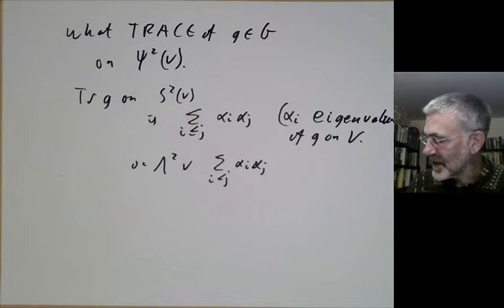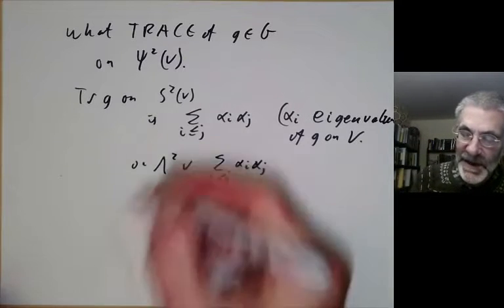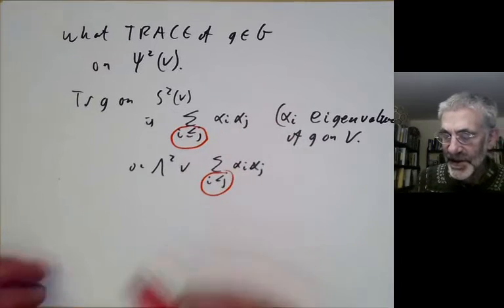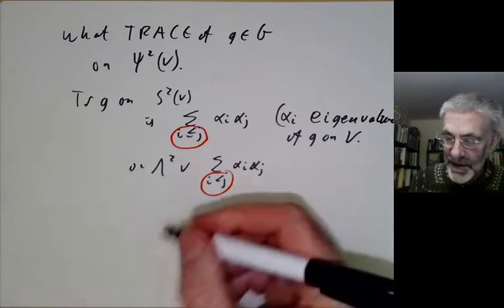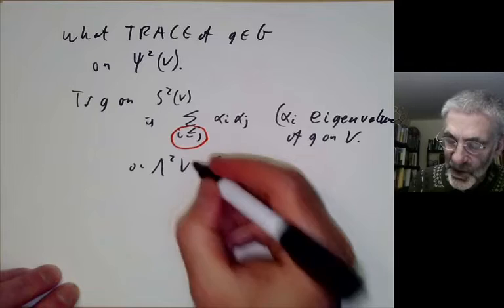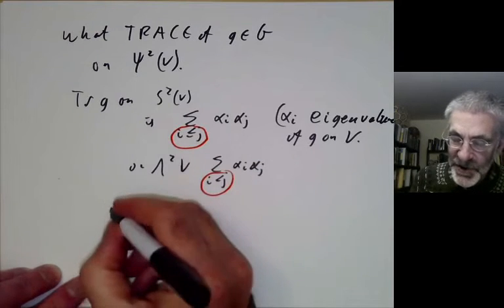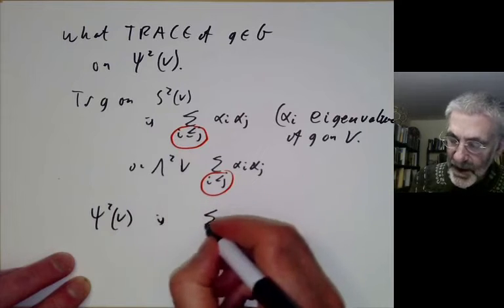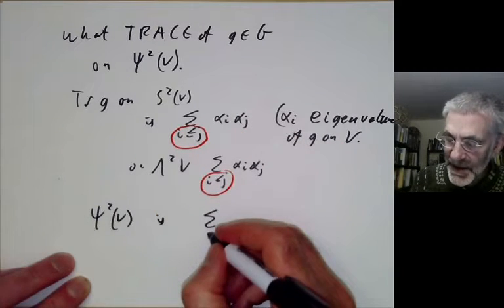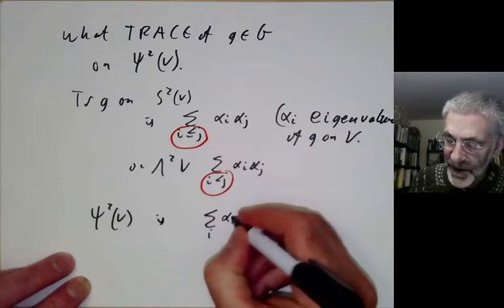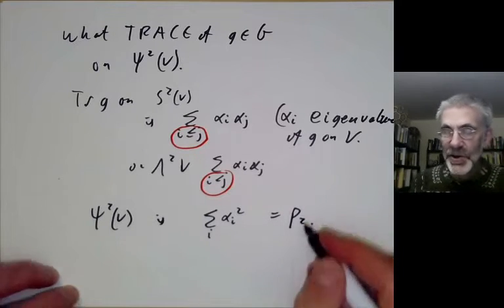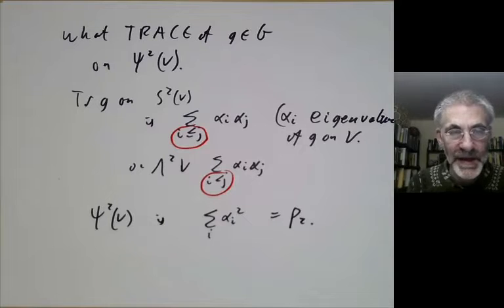And you should notice there's a sort of subtle difference here, because here I've got i less than or equal to j, and here I've just got i less than j. So these aren't quite the same. So the trace of g on psi squared of V is, we have to subtract these, and we just get the sum over all i of alpha i squared. And you notice this is just this element P2 that we calculated using Newton's identities.